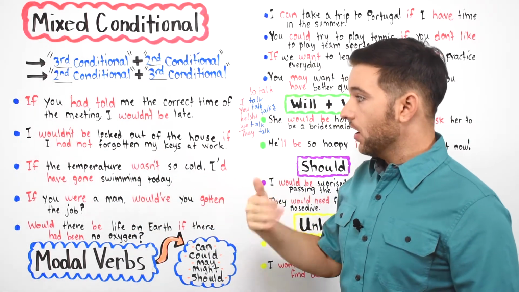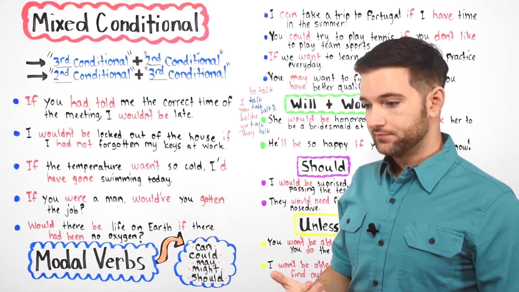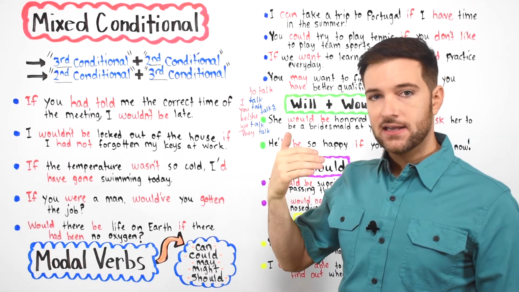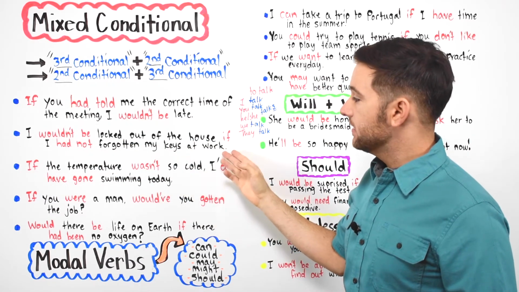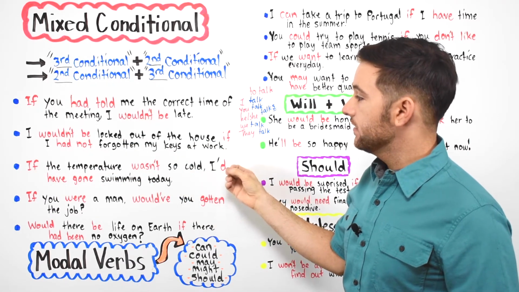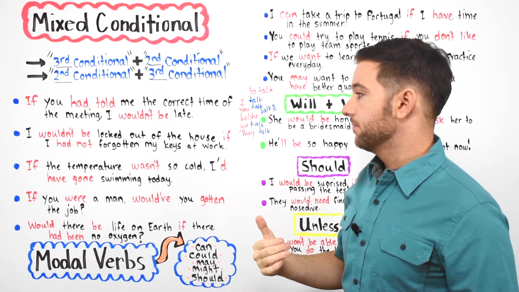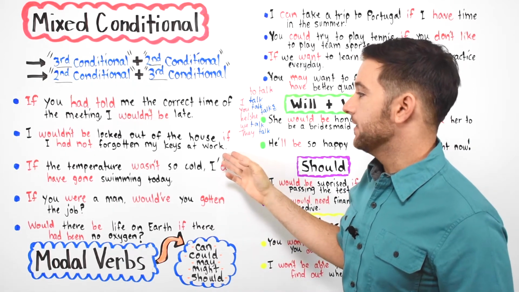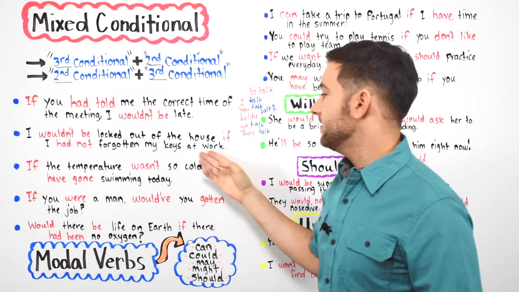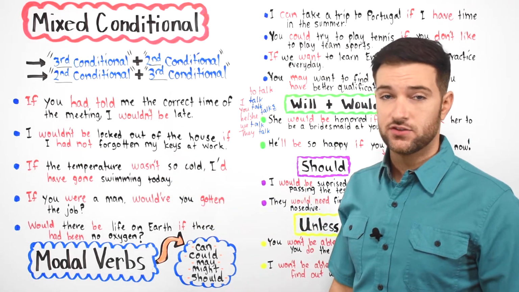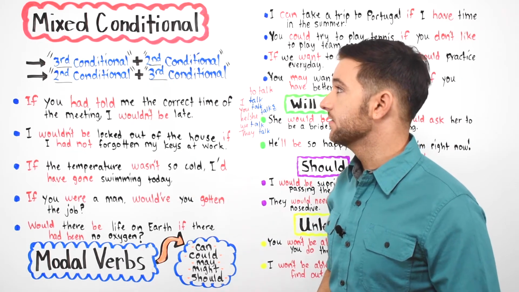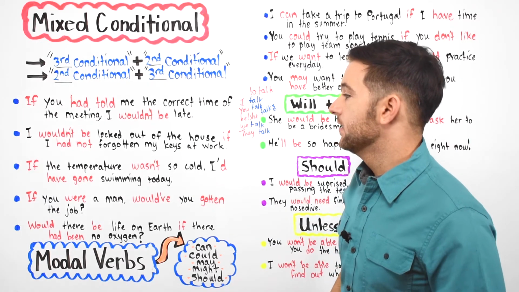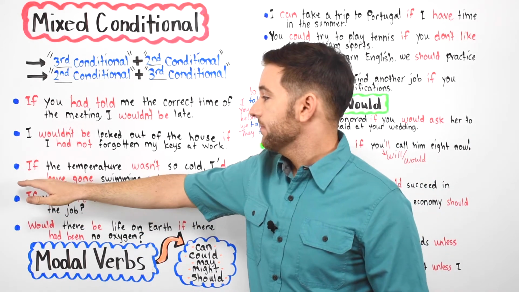In this case, you are locked out of the house. But if something happened in the past that caused you not to be locked out of the house, then the result today would be that you would be inside the house. But what happened? You had forgotten your keys at work. That's what happened. So you forgot your keys at work, and as a result, you were locked out of the house. Okay? So let's go ahead and look at another one.